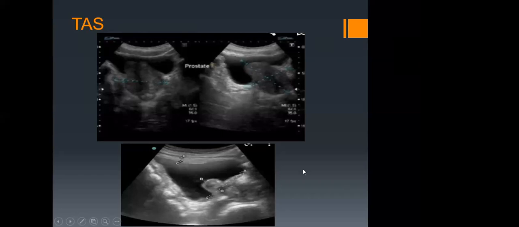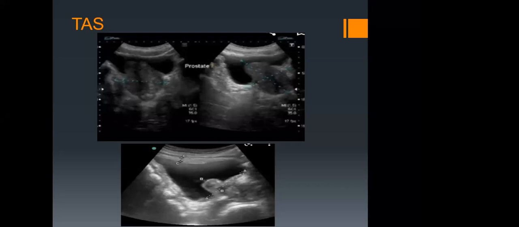Now, part of the management for BPH, they can partially remove, majorly, this median lobe and the transitional lobe. There's what they call transurethral partial prostatectomy.